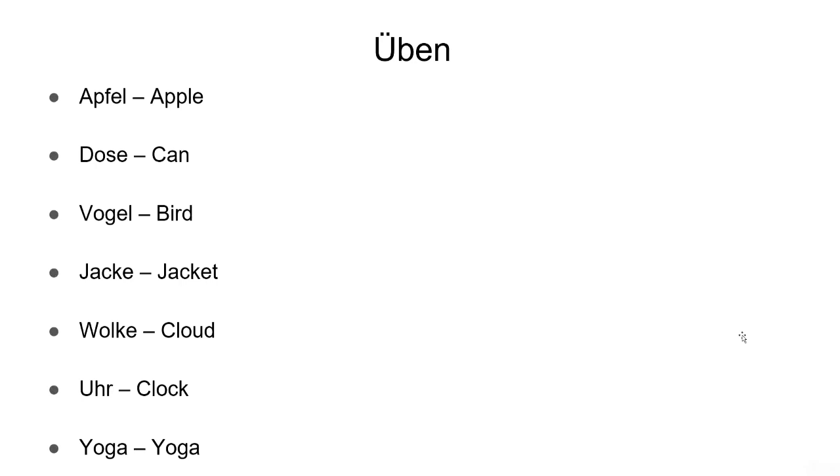When you see a C and K together, they are pronounced as K. Jacke. The next word is Wolke. Cloud. Uhr. Uhr means clock, and the H in this case is silent. And finally, yoga, just like the English version of the word.